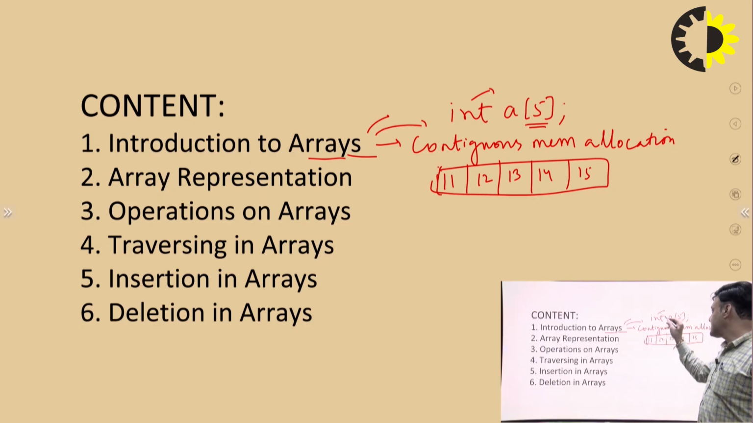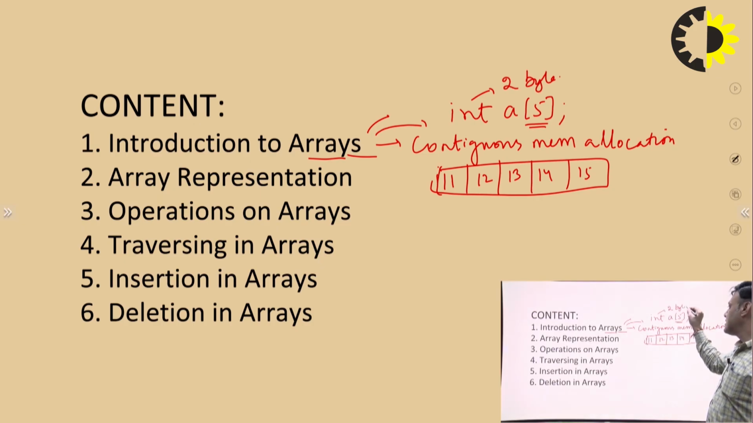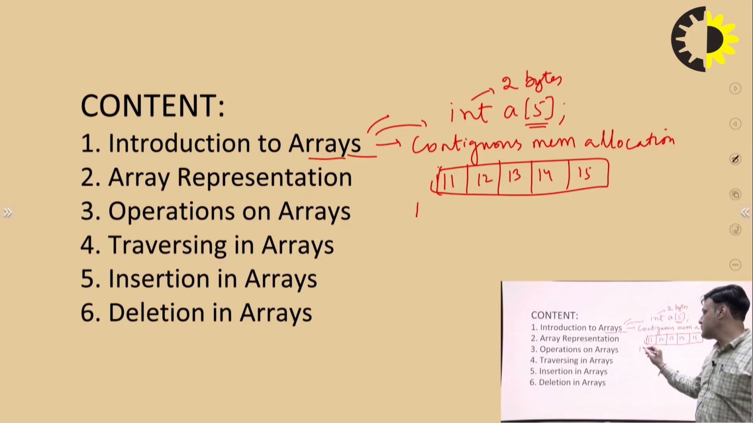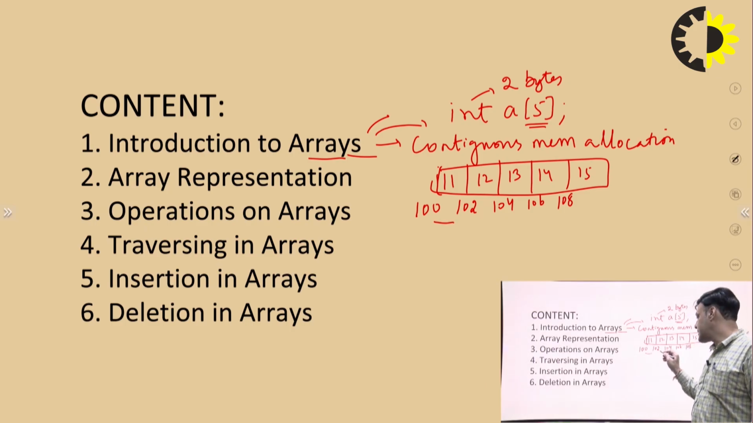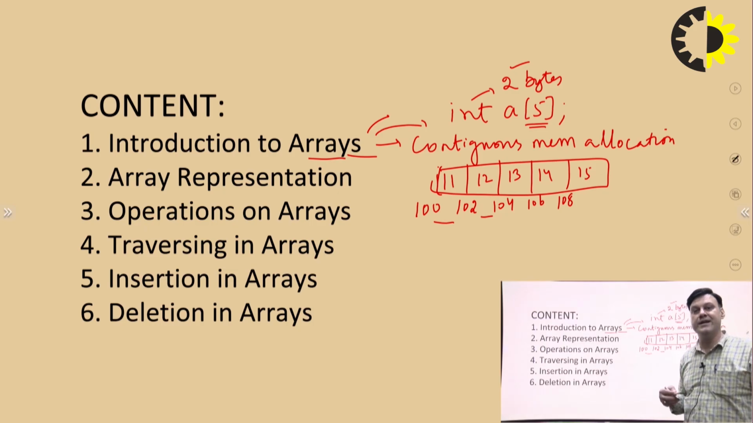We know that the size of an integer is 2 bytes. For example, the starting memory location is 100, then the second element will take space from 102, then 104, 106, 108, like that. So elements are allocated memory according to the size of the data type. In case of integer, it is 2 bytes; character, 1 byte; float, 4 bytes; double, 8 bytes.